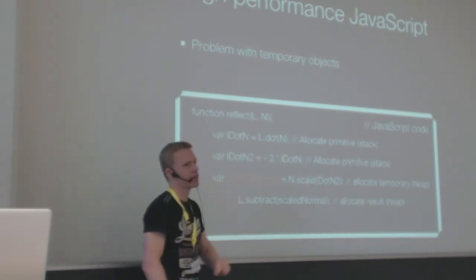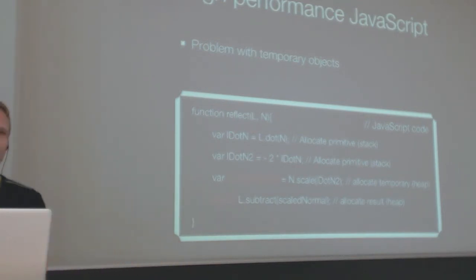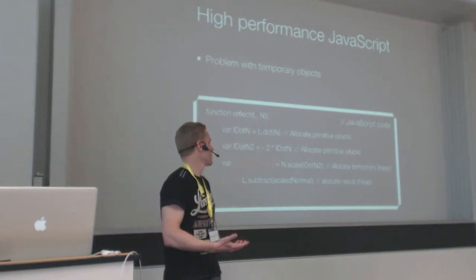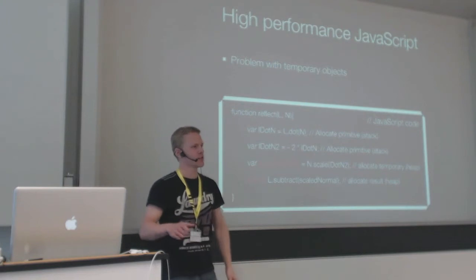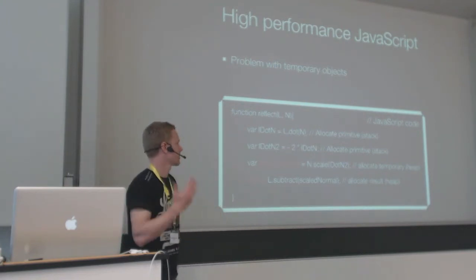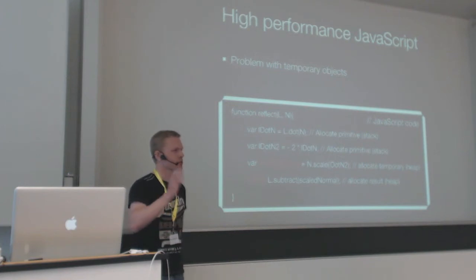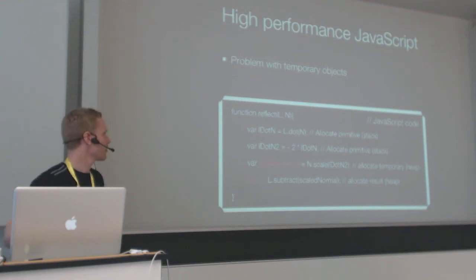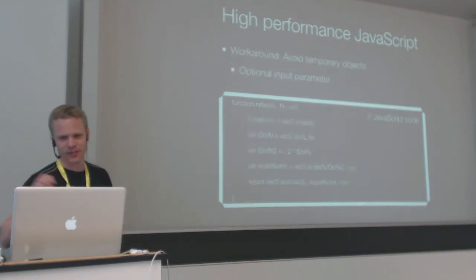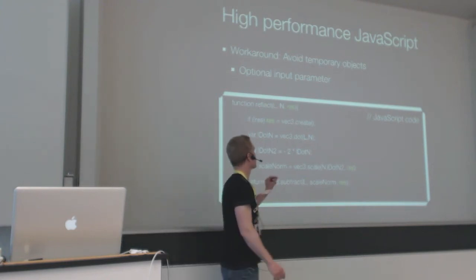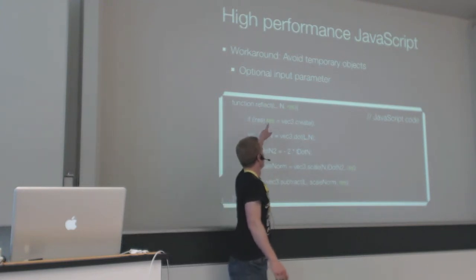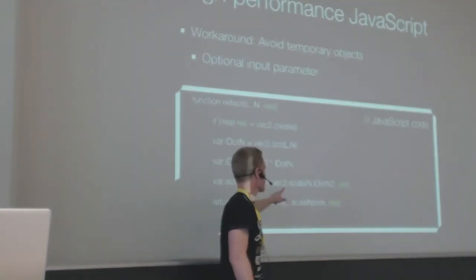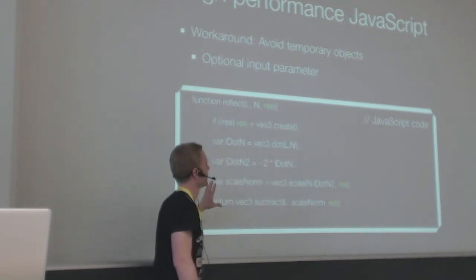And why is this bad? Well, we don't want to create objects. Objects become garbage, and garbage needs to be garbage collected. This means that if this reflect function runs inside the rendering loop, we would get some garbage collection interruptions. So we would not get a smooth animation. Fortunately, we can solve this. What we do is introduce an optional input parameter, this res, which we pass on to all the functions, and then we don't have any garbage collection.